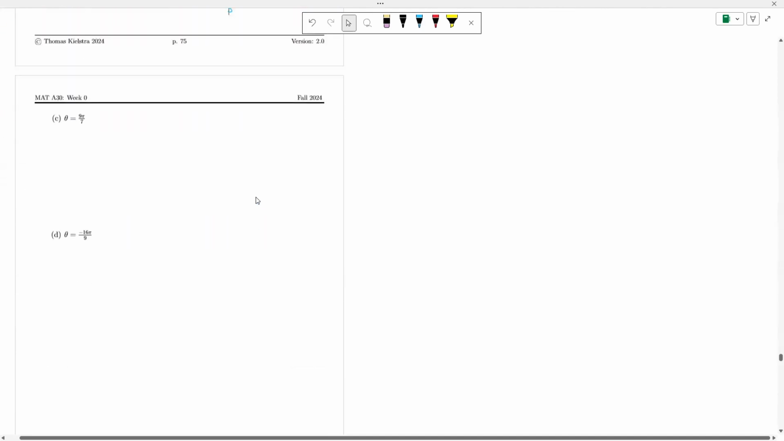We've got 2 more principal angles, and I'm actually going to leave these as exercises. I want you to convince yourself that this is going to be 2 pi by 7, and this is going to be 2 pi by 9.